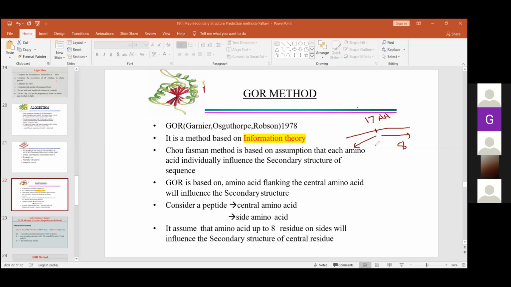So 8 amino acids present on the right, 8 amino acids present on the left, and this is my central amino acid. So the total amino acids which will be scored is 8 plus 1 central amino acid plus 8. So you are going to use a window size of 17 here, taking a central amino acid and going towards the -8 positions and +8 positions. Now, how do we do the calculation here? Let's come to that. And the GOR method was given by Garnier, Osguthorpe, and Robson in 1978.